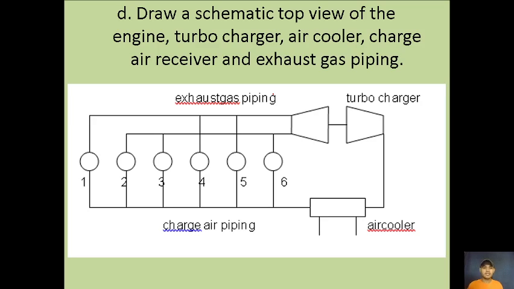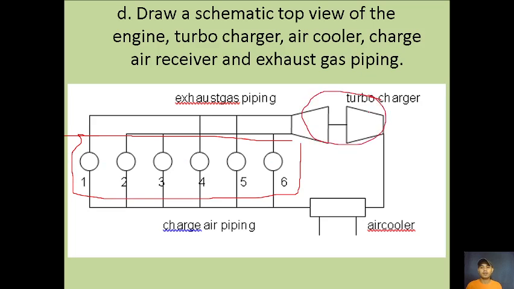Okay, let's go with the next slide. Draw a schematic top view of the engine, turbocharger, air cooler, charge air receiver, and exhaust gas. So if this is your engine, we have 6 cylinders, as you can see. We have here the turbocharger. This one is the air cooler, charge air cooler. And then this is the intake manifold going into each cylinder.